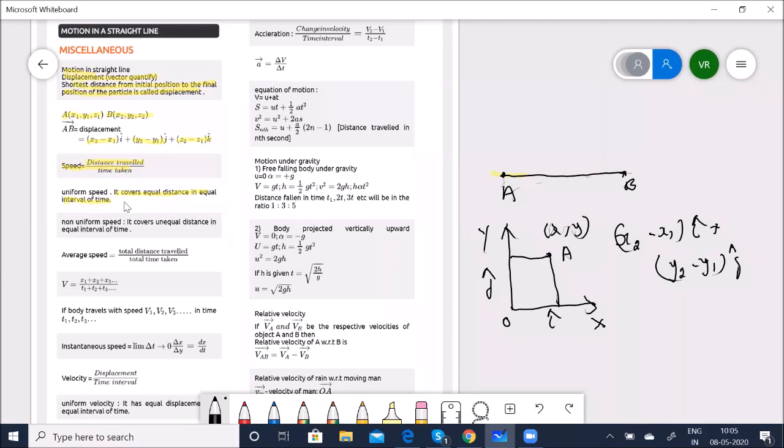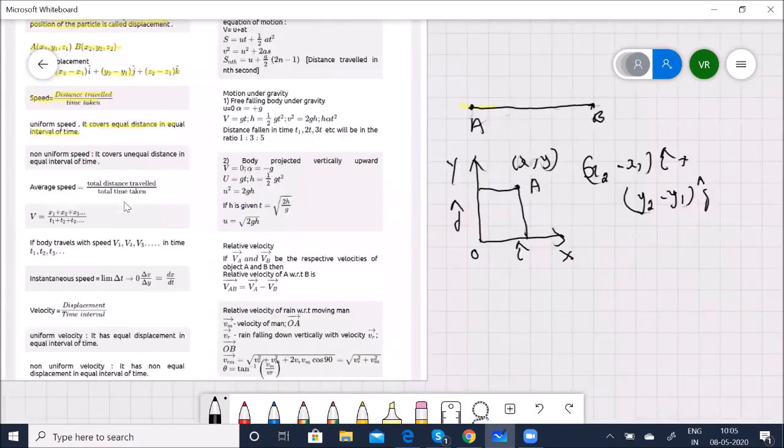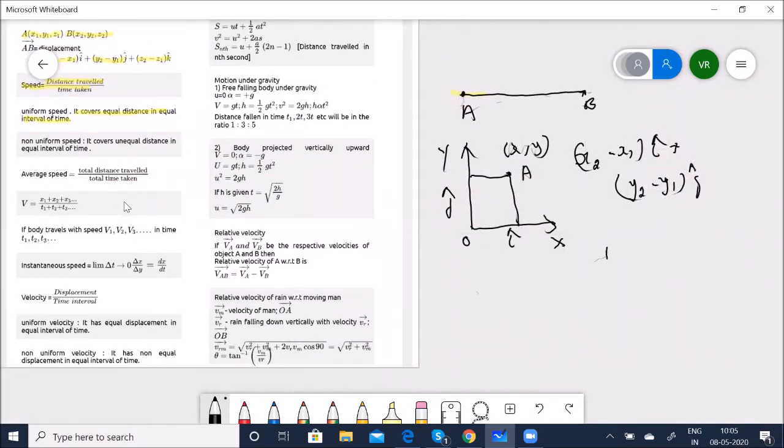Three-dimensional motion: the motion of an object is said to be three-dimensional when all 3 coordinates are known. As we saw earlier, all the 3 coordinates, that is x, y, and z, all the 3 components are now going to be included. It can be a motion in space. In that case, we say it is three-dimensional motion.